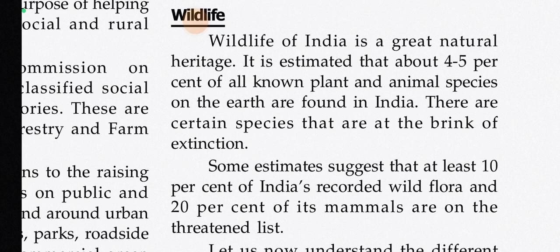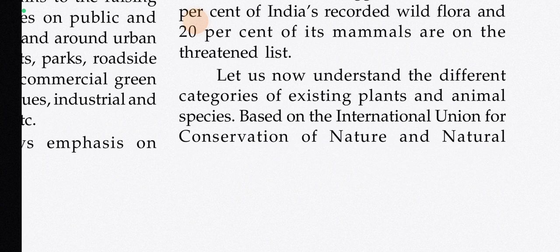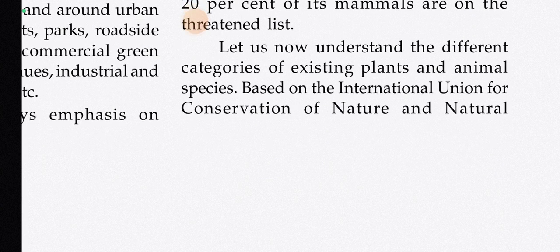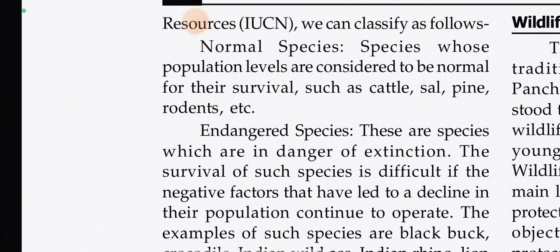Wildlife. Wildlife of India is a great natural heritage. It is estimated that about 4 to 5% of all known plant and animal species on the earth are found in India. There are certain species that are at the brink of extinction. Some estimates suggest that at least 10% of India's recorded wild flora and 20% of its mammals are on the threatened list. Let us now understand the different categories of existing plants and animal species based on International Union for Conservation of Nature and Natural Resources.